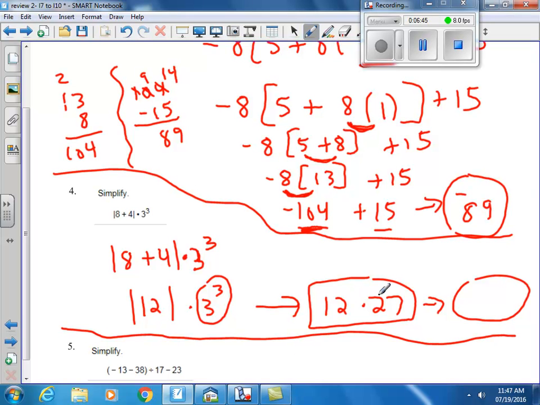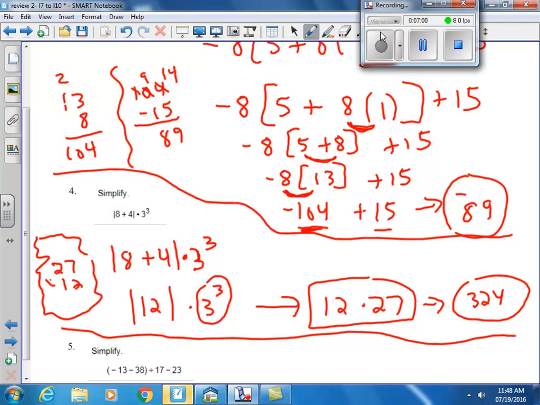Now, you may have to go off on the margin and figure out what 12 times 27 is, which is 324. But like I said, when I talk about going off on the margin, you can always go out here on the margin somewhere and figure out what 27 times 12 is. Okay? I'm just going to write here margin.